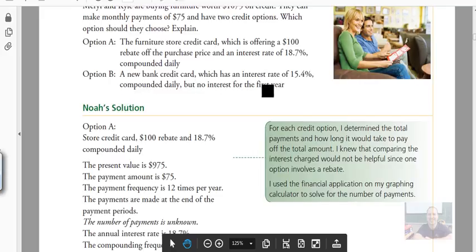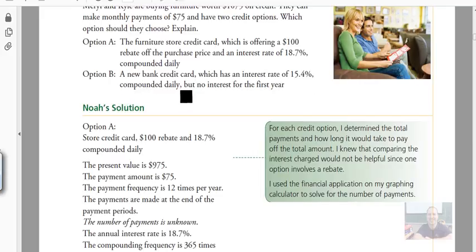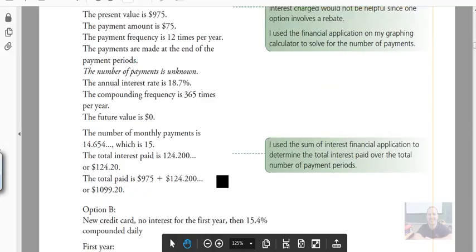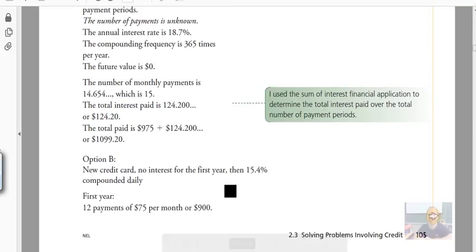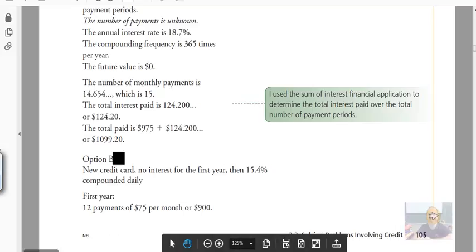A new bank credit card which has an interest rate of 15.4% compounded daily, but no interest for the first year. So let's take a look at how this was broken down. Remember I said at the beginning, is she going to have it paid off by the end of the first year, or is there going to be some amount on there that's going to get charged interest? So the first year, I think we're pretty much guaranteed that it's going to be over a year, but 12 payments of $75 gives you 900 bucks. So that's a lot less than the purchase price, so you know it's going to be over a year.